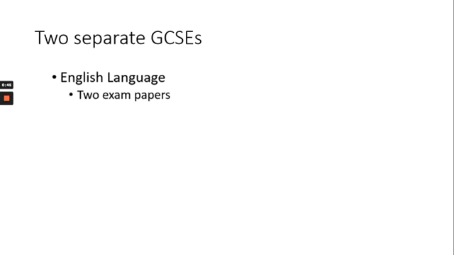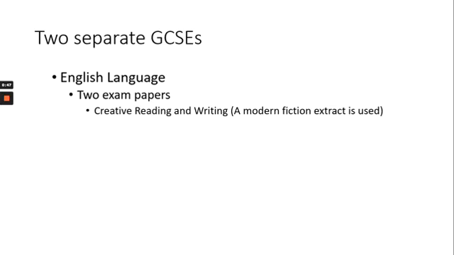Well, there's 2 exam papers, firstly, and one of them is on what's called creative reading and writing. So what you get to do in the first section is you read a modern fiction extract and you will answer some questions on that. There's 4 questions that you answer and that's worth half the marks of that exam paper. The second part of that exam paper is writing fiction. So you will write either a descriptive passage or an element of a short story. So you really get to show off your creative writing skills in that exam paper.